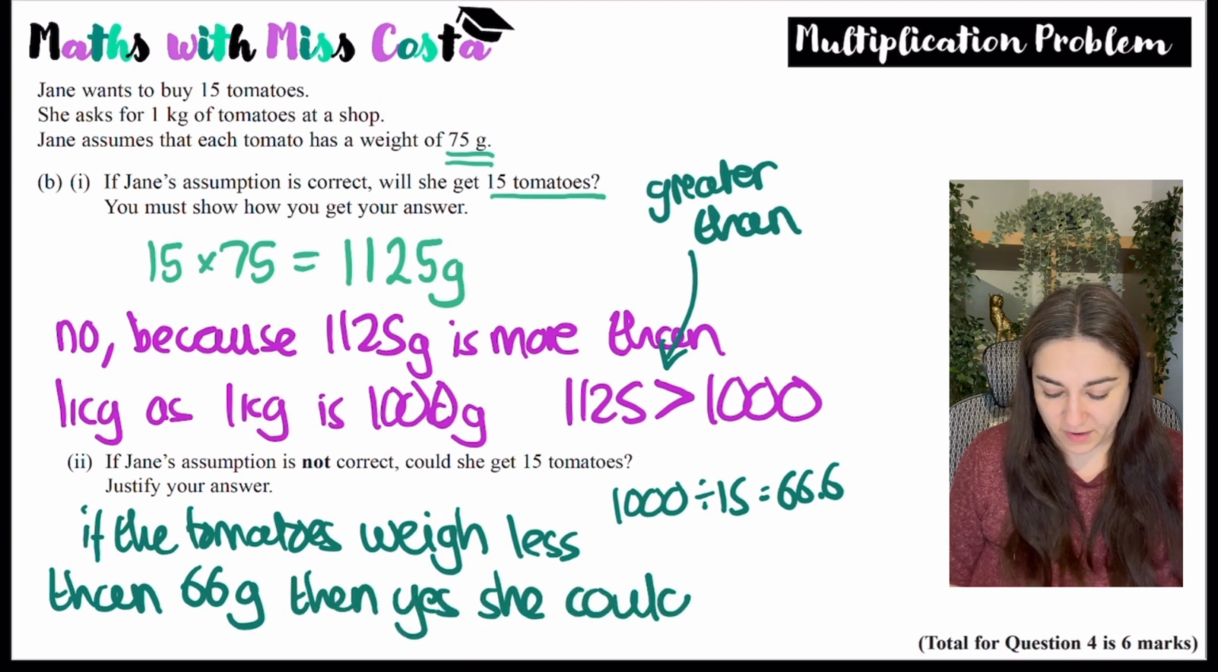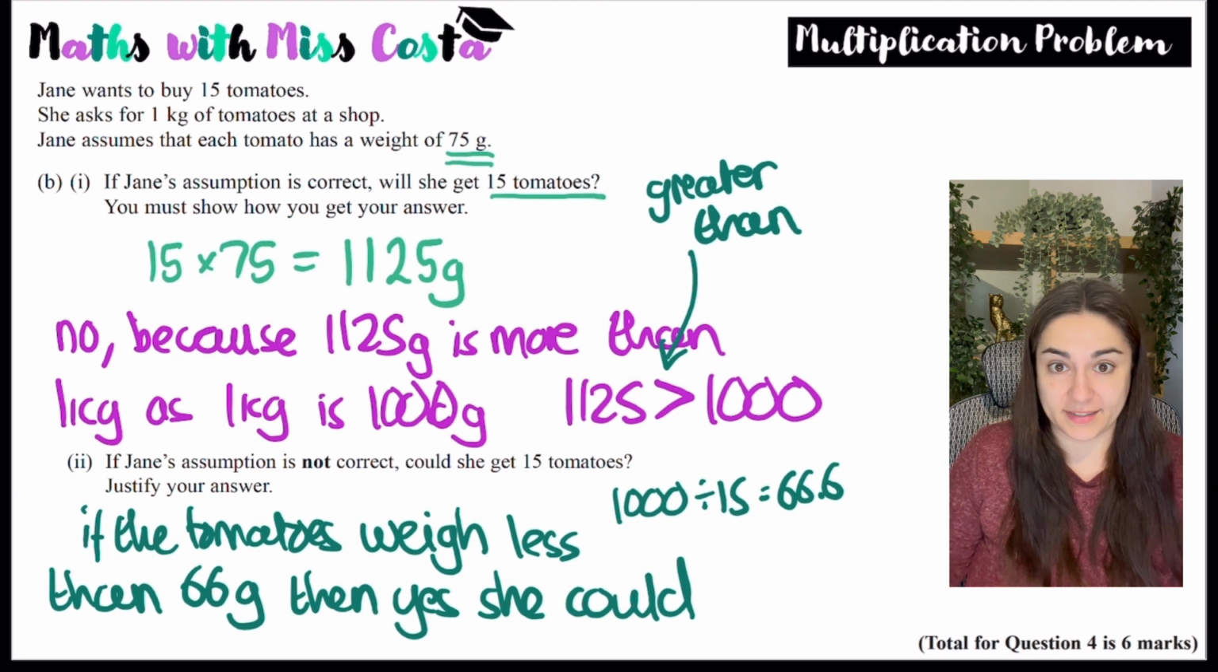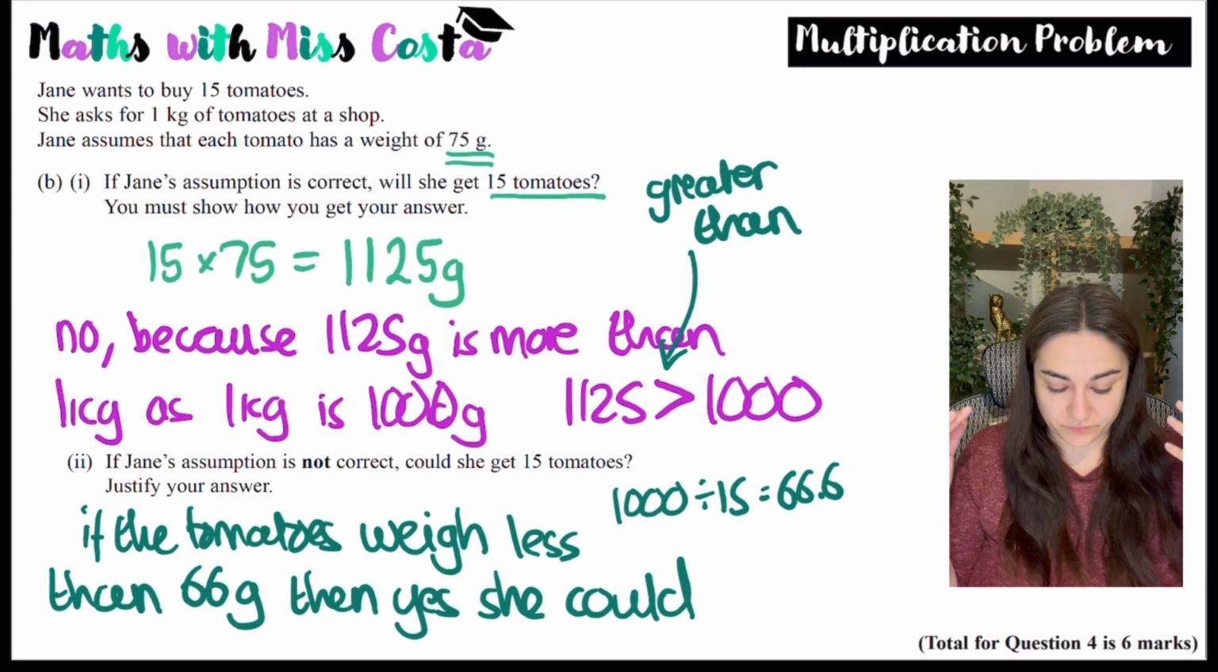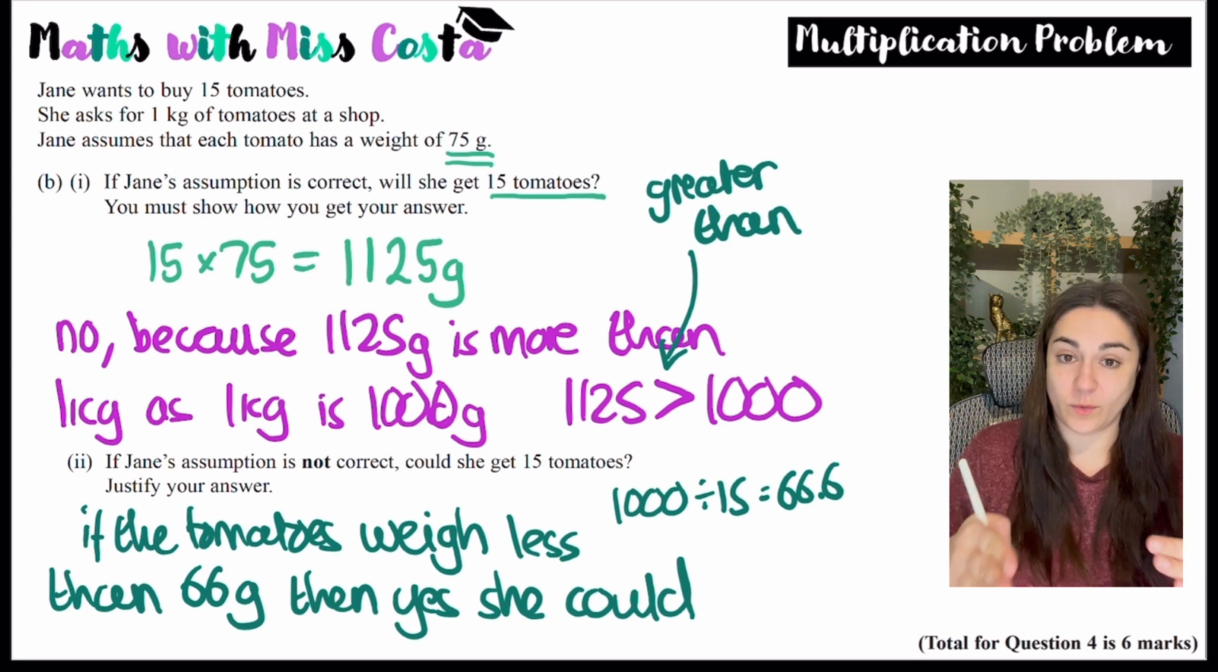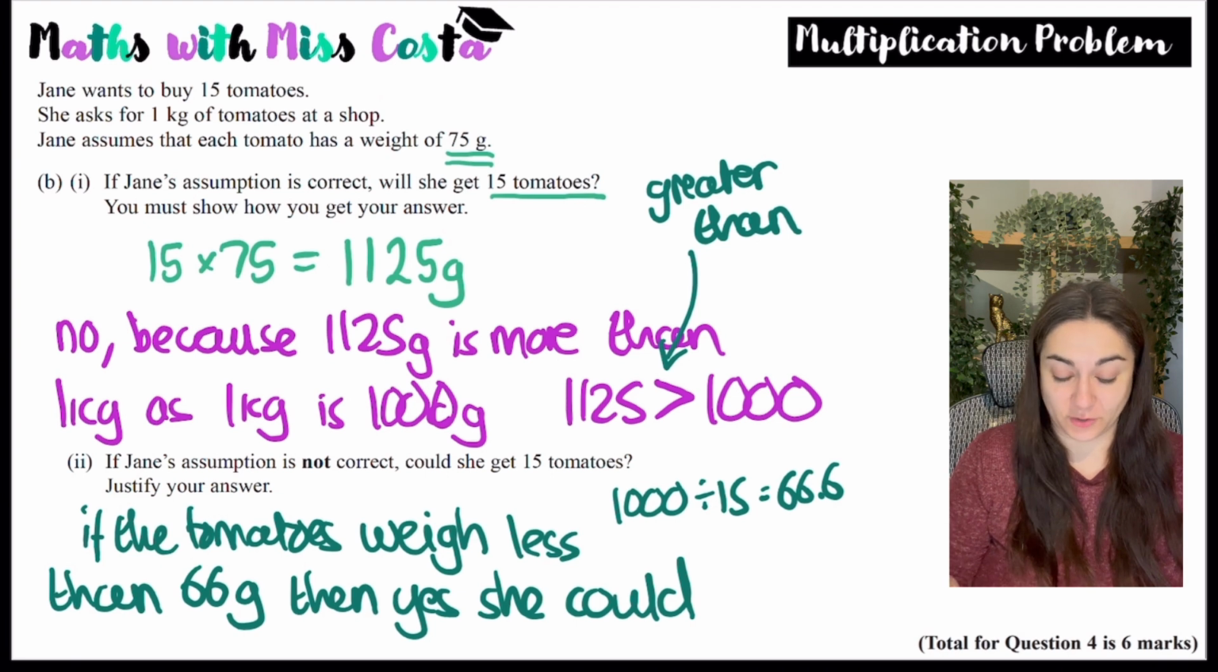So to justify my answer, I figured out the total weight that she wants is 1,000. She asked for 1,000. She wants 15 of them. And in order to get 15 that weigh under 1,000, you have to see how many lots of 15 fit into 1,000.